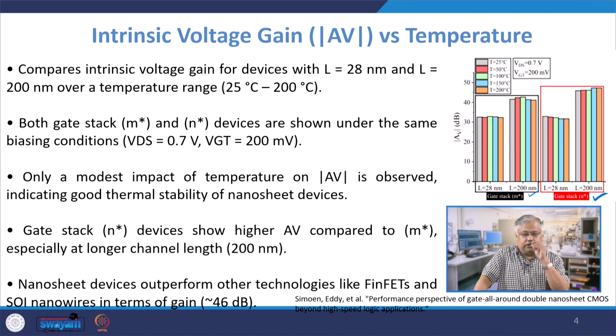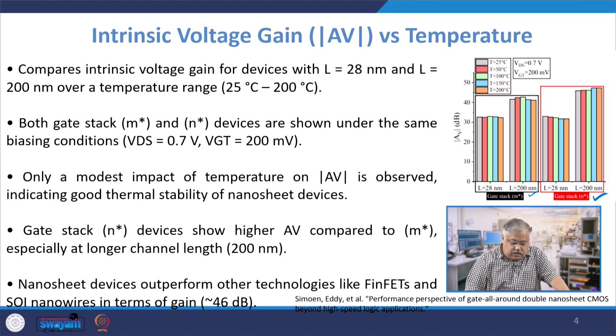So at room temperature your gain is maximum, but as you increase the temperature at lower channel lengths of 28 nanometer, the gain starts to reduce after that. And a good amount of thermal stability of the nanosheets is available here. The overdrive is again taken to be approximately 200 millivolts, and the channel lengths are kept at 28 and 200 nanometer.